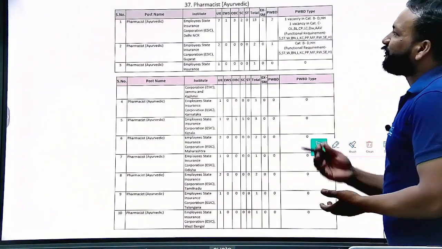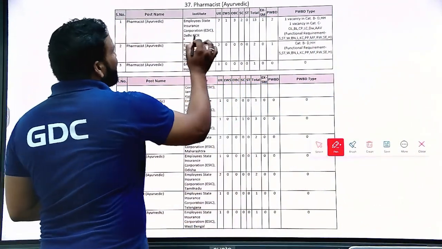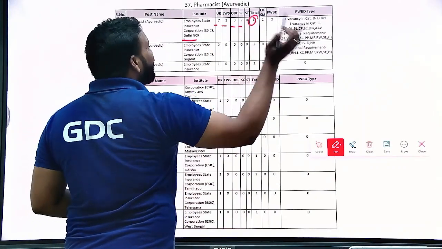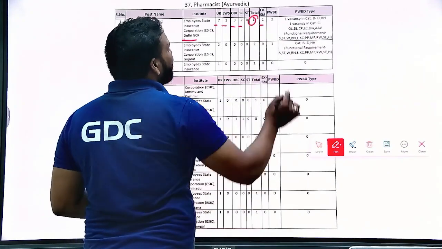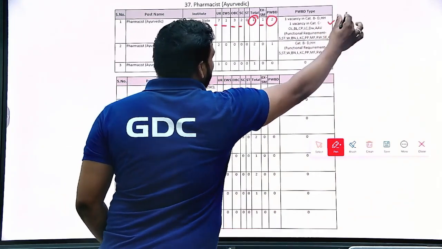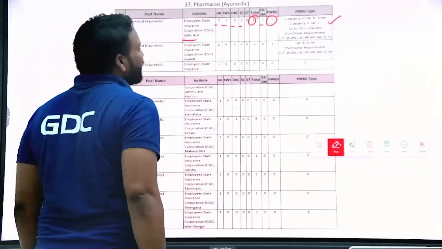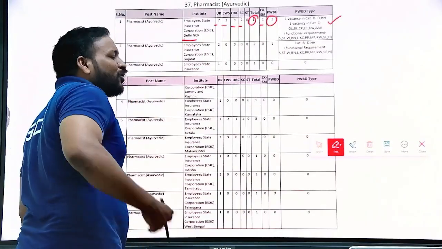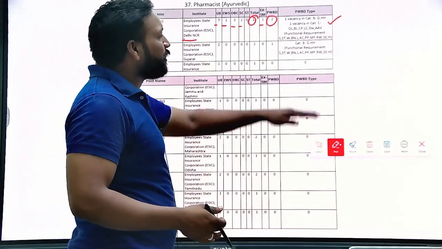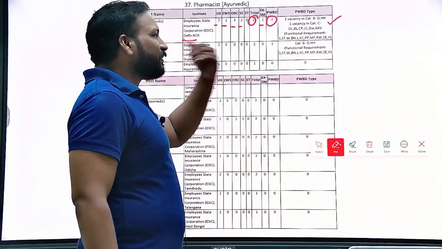Moving to pharmacist Ayurvedic, for ESIC Delhi NCR, unreserved 7 posts, EWS 1, OBC 3, SC 2, and total 13. For ex-serviceman 1 post, and for PWD 2 vacancies. For PWD there are different functional requirements, maybe blind, deaf, or sitting problem, according to your type of disability. If anyone with a disability is watching this video, please go through this and apply accordingly.